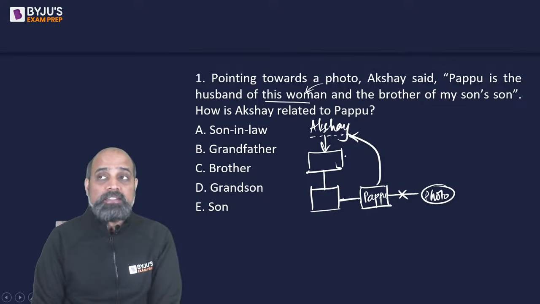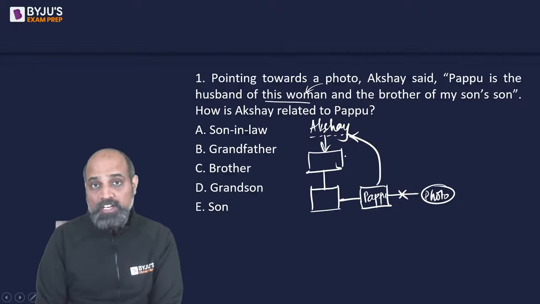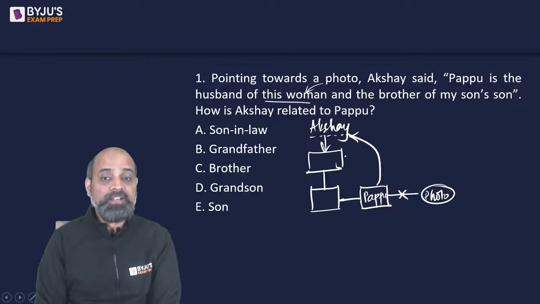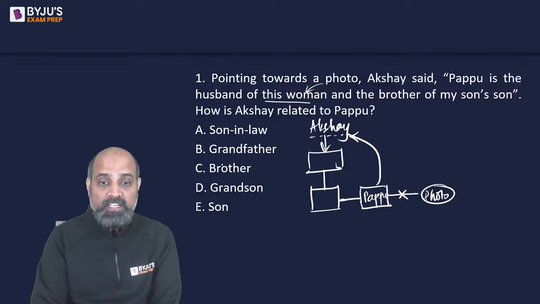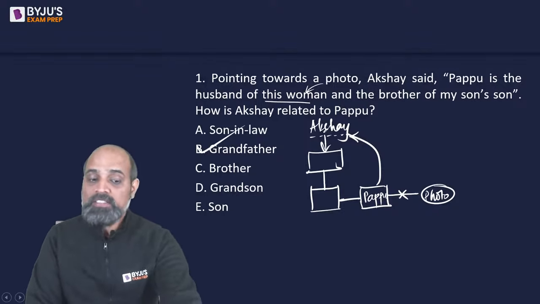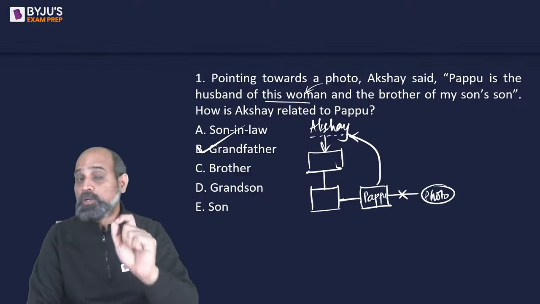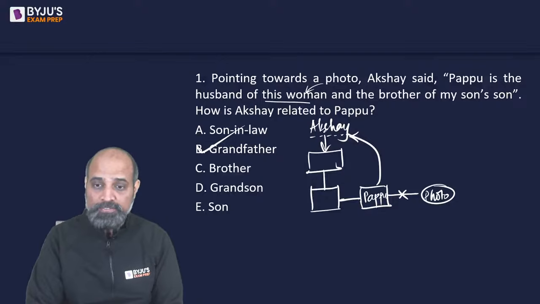Now, the thing is, the names do not signify any gender. The correct answer should have been grandparent. But we do not see any option which says grandparent, right? So the closest option that we have is grandfather. That's what we are going to mark. So the answer is not correct, but it's the closest to the correct answer we should have.